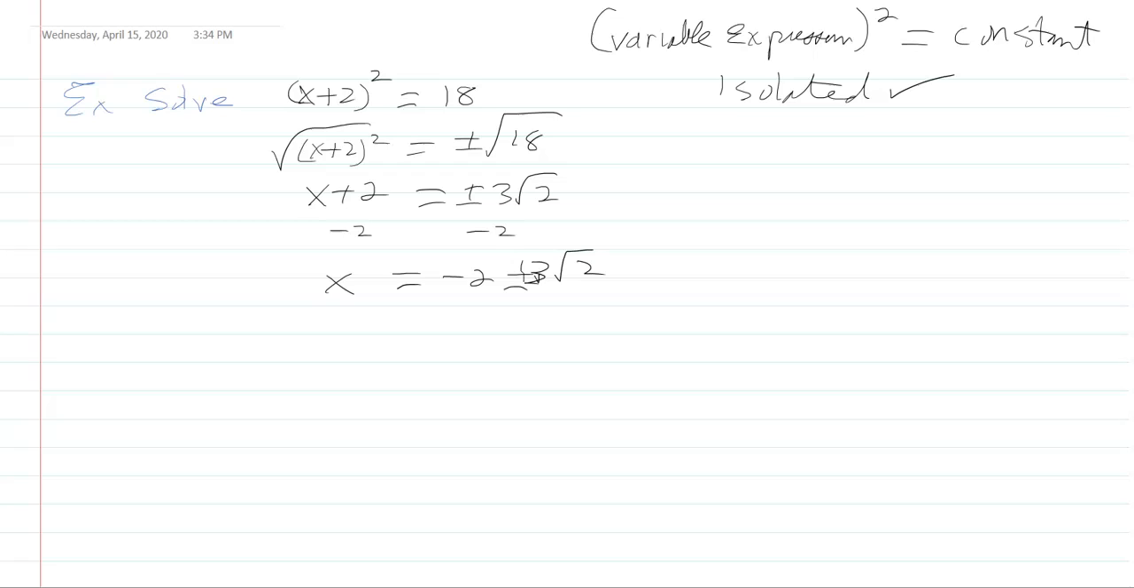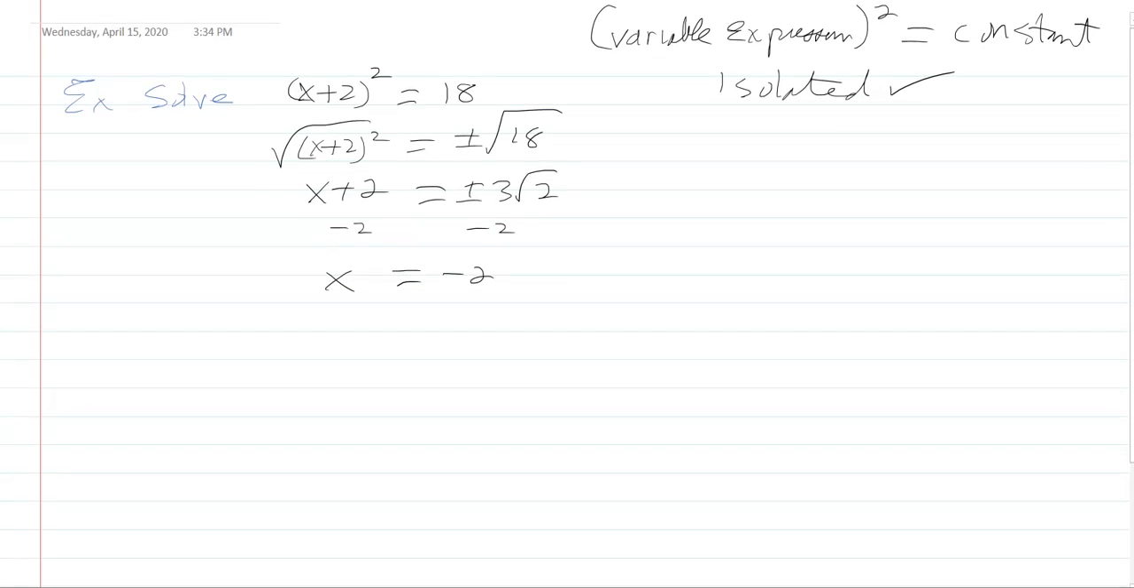It's a little sloppy there, but let me fix that. There's no reason to be that sloppy. Okay, so that is plus or minus that 3 root 2, like that. And that's the best we can do. We can't write it any simpler than that.